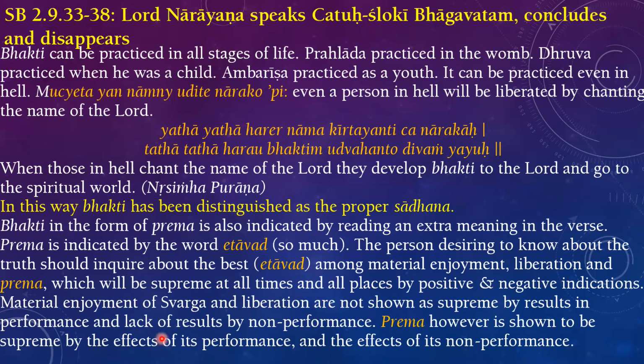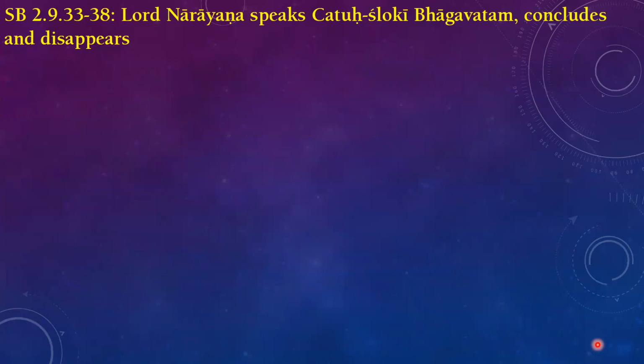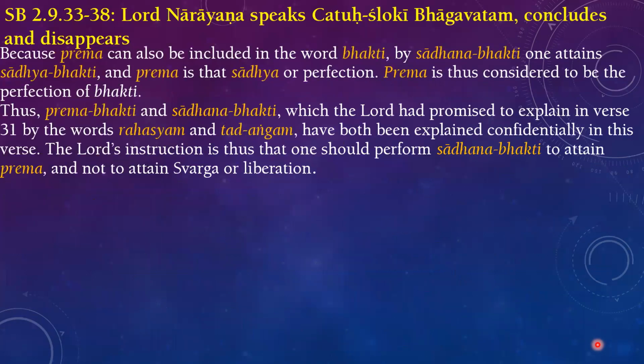Material enjoyment of Swarga and the enjoyment of liberation are not shown as supreme, by results in performance and lack of results by non-performance. Prema, however, is shown to be supreme by the effect of its performance and the effects of its non-performance. So, like that, it is indicated.